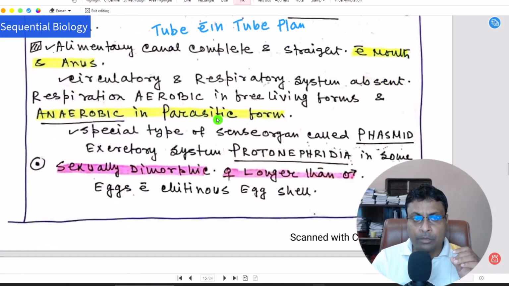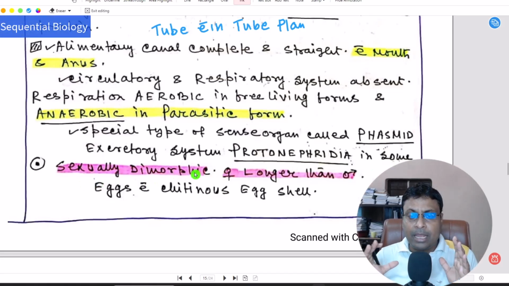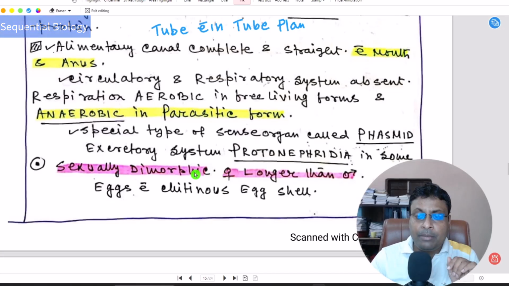This is a very important point. And a special type of sense organ called the phasmid is present in a few groups, and the phasmids are usually present in the caudal region. Their excretory system is protonephridia in some. And they are sexually dimorphic animals. That means male and female can be separated, and usually the female is longer than the male, and the eggs have a chitinous eggshell.